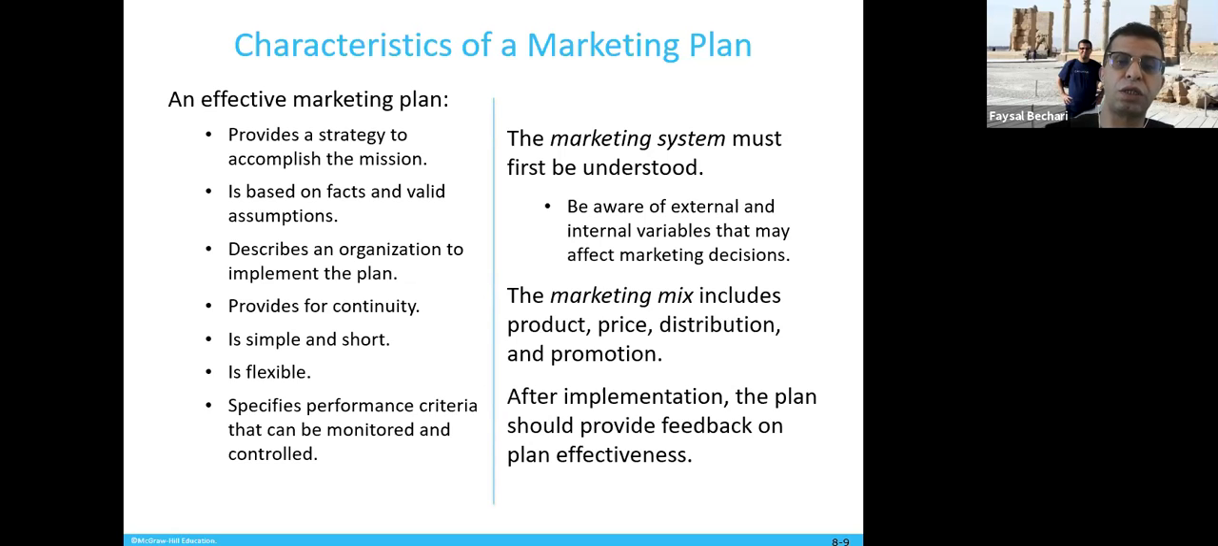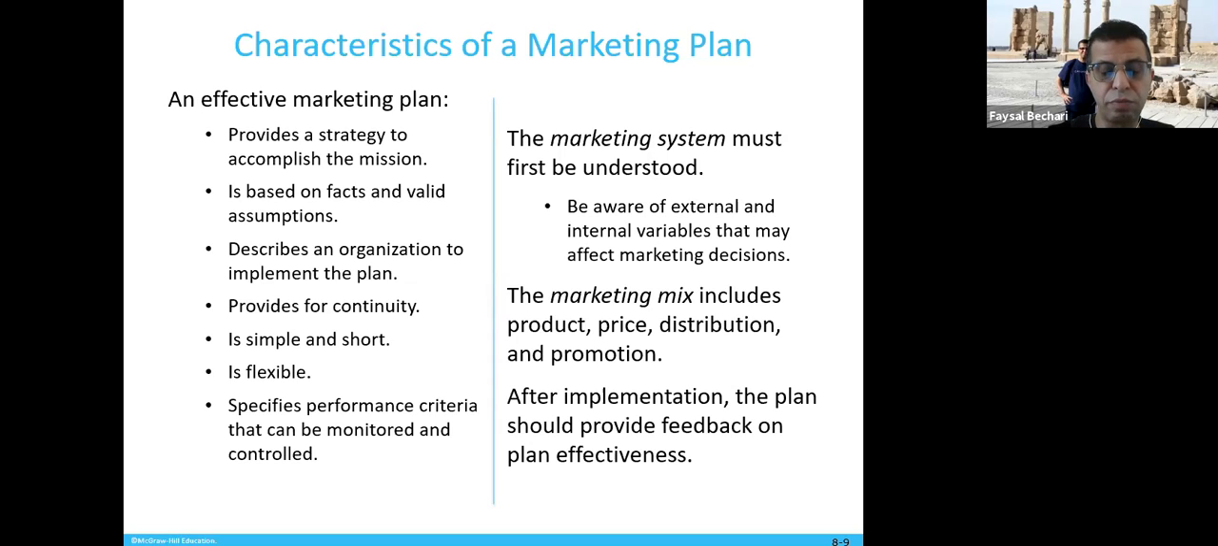It should be flexible. It's not a widget. So if there is more demand, you need to do more marketing, with options of how you're going to do the second plan, third plan. There should be flexibility, and it can be monitored. The marketing system must be first understood.